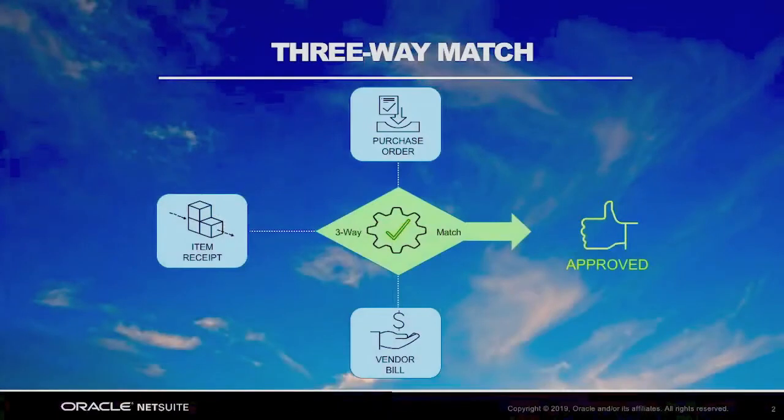NetSuite was designed as an integrated suite capable of running all of your business processes. And from a purchasing standpoint, all three transactions, purchase order, item receipt, and vendor bill, are matched together automatically within the NetSuite system. By doing so, it saves your business time and money by eliminating the need to manually check for vendor bill discrepancies throughout the period.